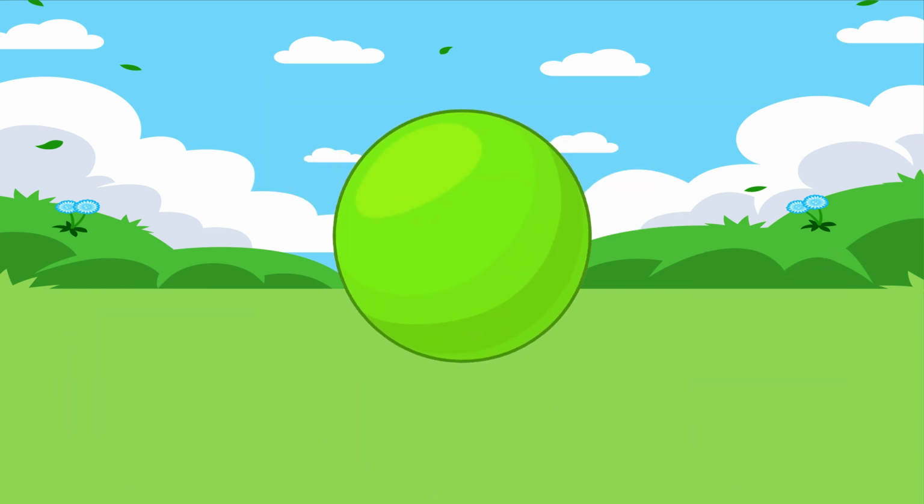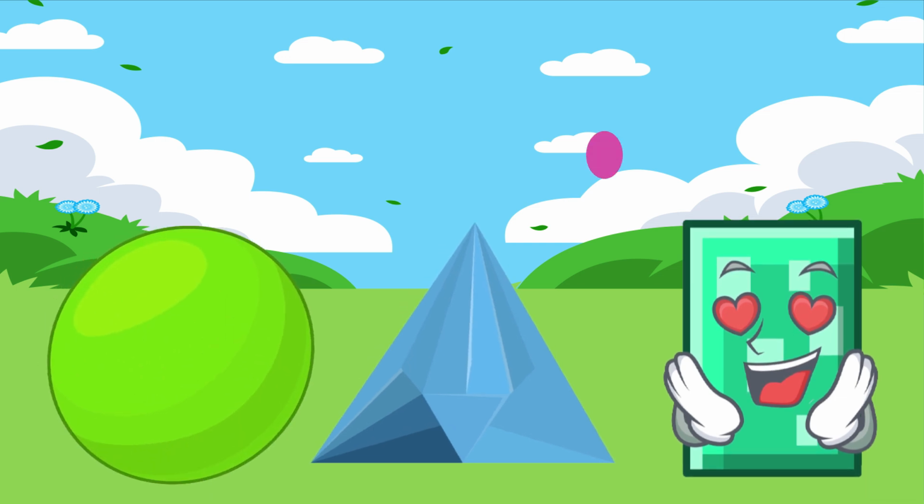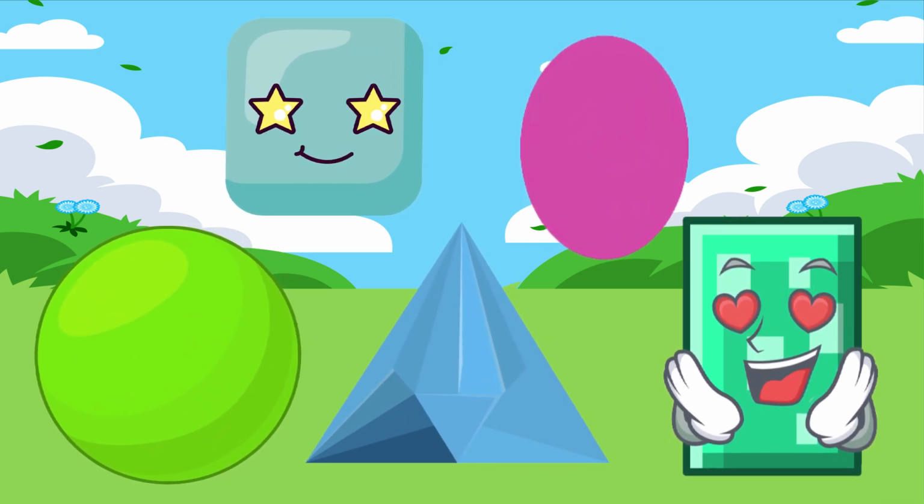I'm a circle, round and round, round and round. I'm a circle round and round. Round and round I am. Triangle, rectangle, circle, oval, square.